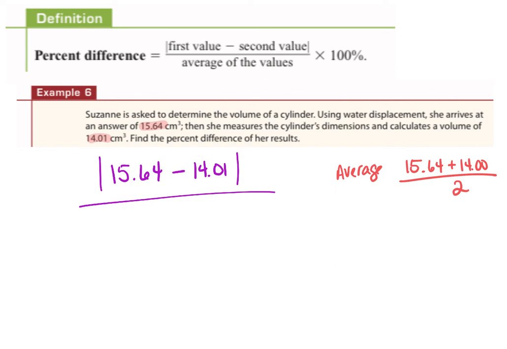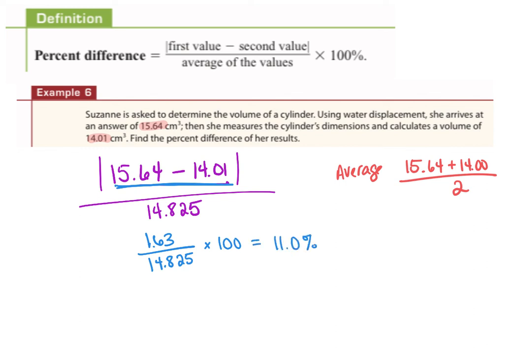All right, so this average is 14.825. If I subtract these two, what do I get? 1.63 divided by 14.825, and I am going to multiply that by 100 once I get that answer. And you should get approximately, when you round, 11%. So in your calculators, you're going to divide these two and then multiply by 100.